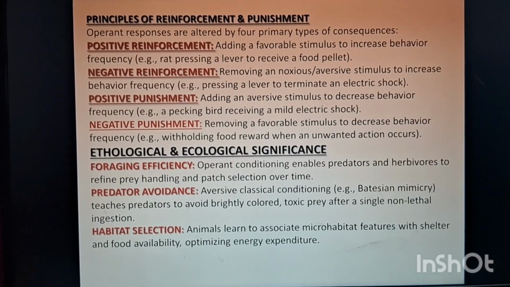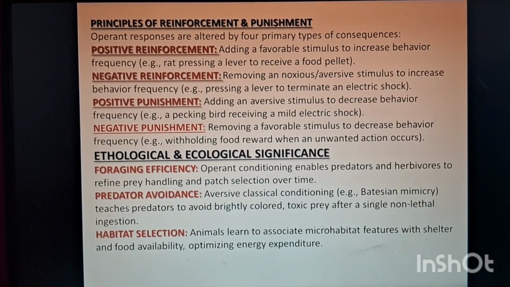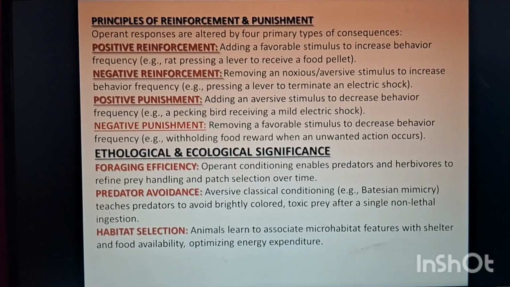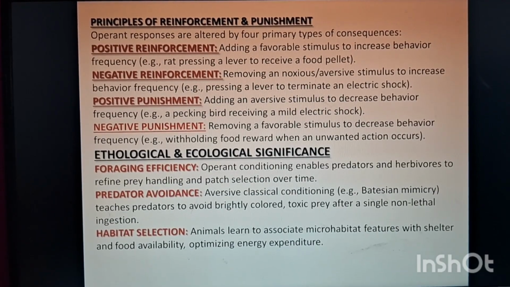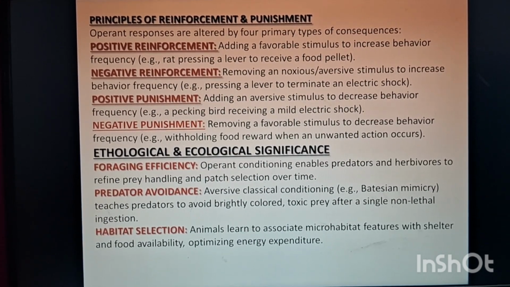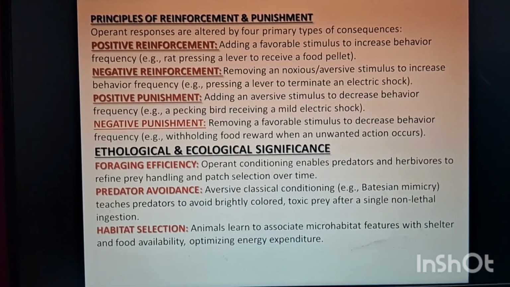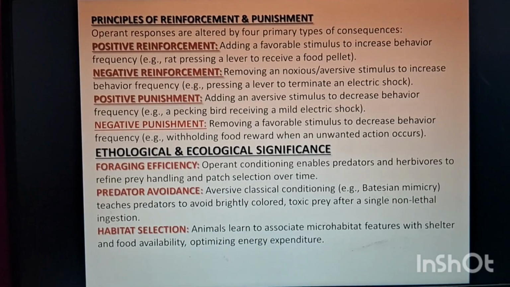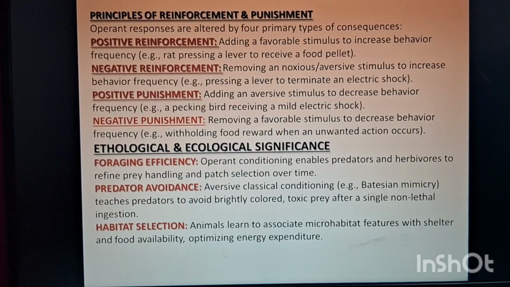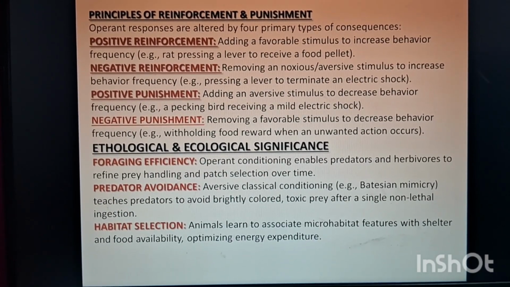Next point, ethological and ecological significance of conditioning learning. First is foraging efficiency. Operant conditioning enables predators and herbivores to refine prey handling and patch selection over time. Next significance is predator avoidance, that is aversive classical conditioning. Example, Batesian mimicry teaches predators to avoid brightly colored and toxic prey after a single non-lethal ingestion. Next is habitat selection. Animals learn to associate microhabitat features with shelter and food availability, which optimizes energy expenditure.